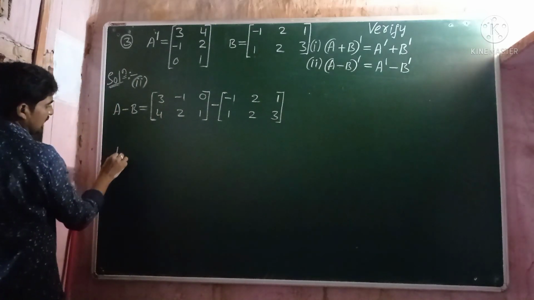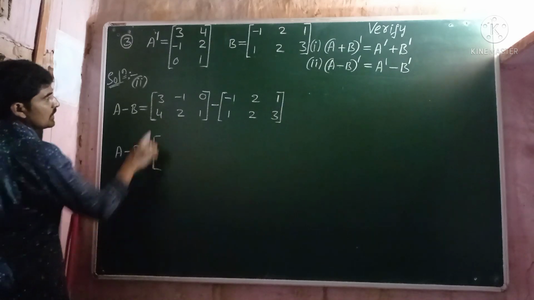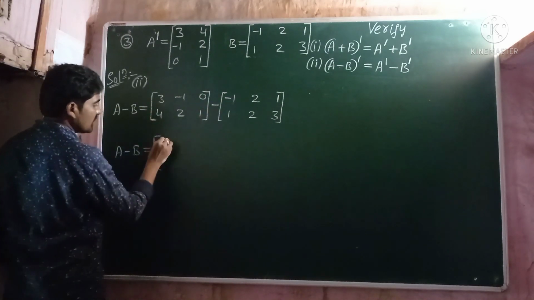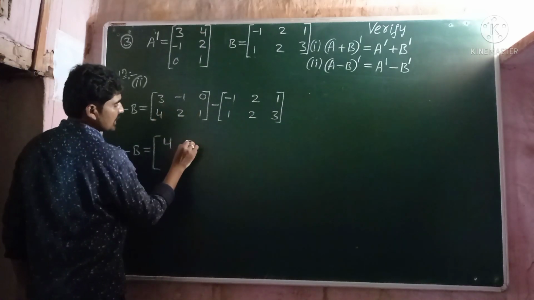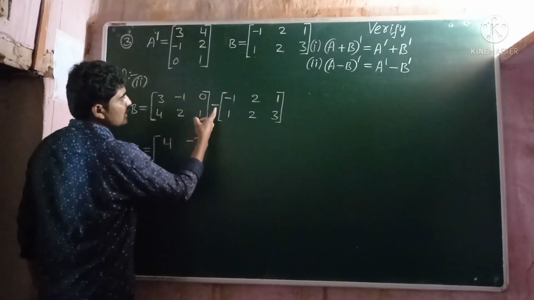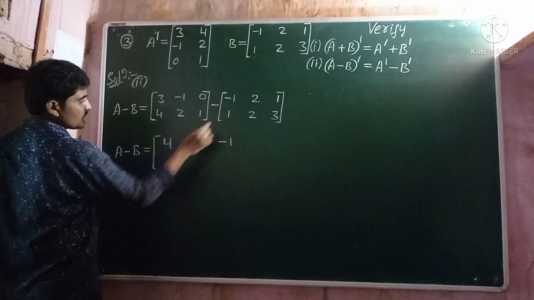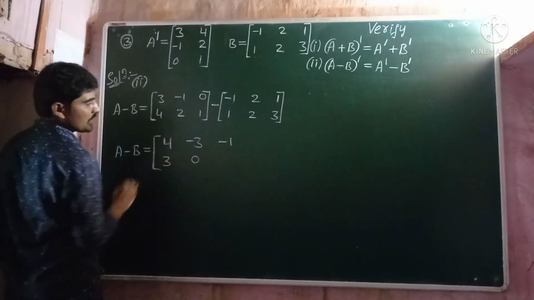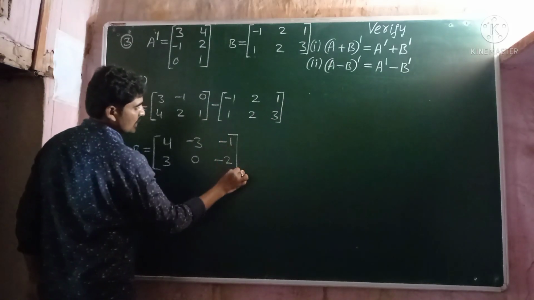Therefore, the A minus B matrix is equal to 3 minus into minus is plus, so 3 plus 1 is 4. Minus 1 minus 2 is minus 3. 0 minus 1 is minus 1. 4 minus 1 is 3. 2 minus 2 is 0. 1 minus 3 is minus 2.